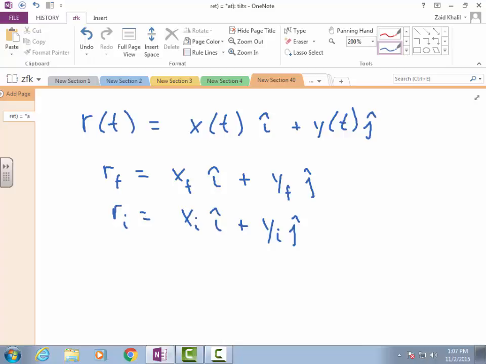And what do you notice? This displacement vector, which goes like that, is equal to what? It's equal to this vector, right, plus that vector. And if you notice, what is this vector? x f minus x i. And what's this vector?